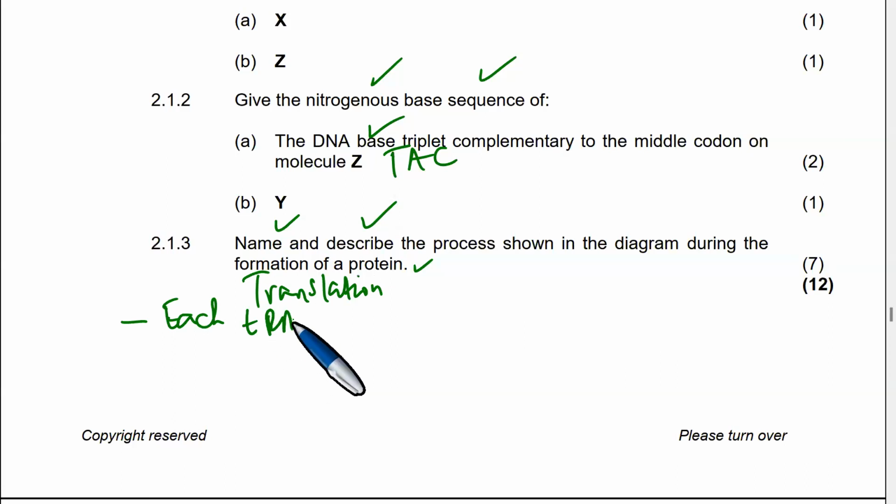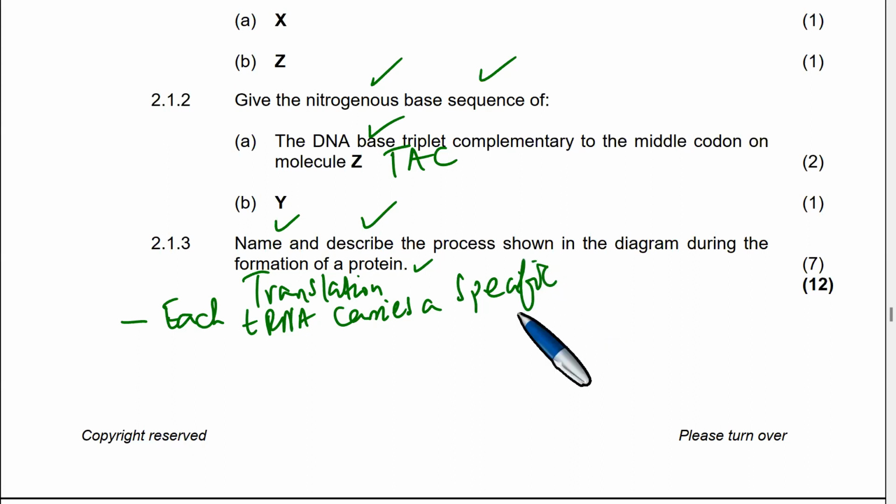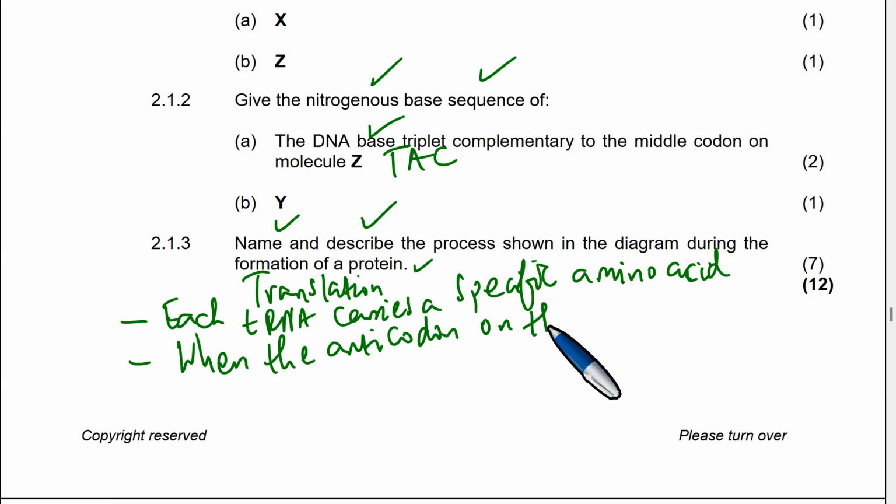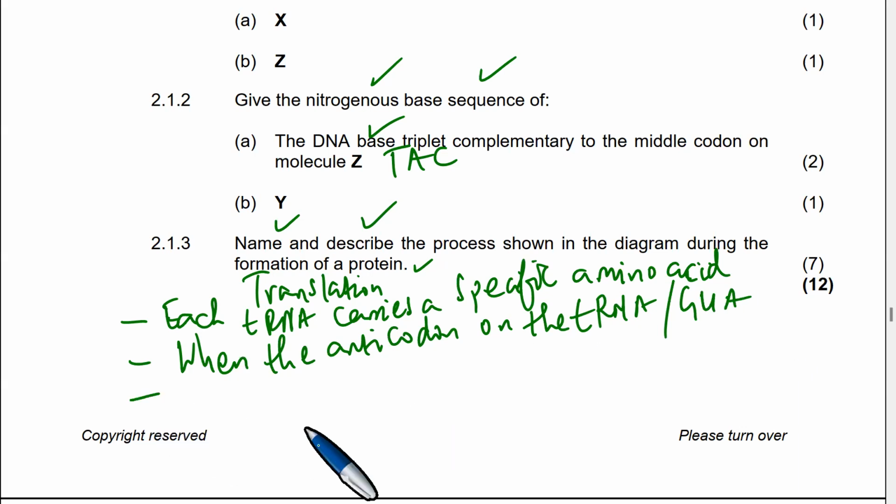This one you just need to learn and memorize. Number 1, each transfer RNA, each tRNA, carries a specific amino acid. Number 2, when the anticodon on the transfer RNA, on the tRNA, or the GUA, okay, this is what happens during translation.